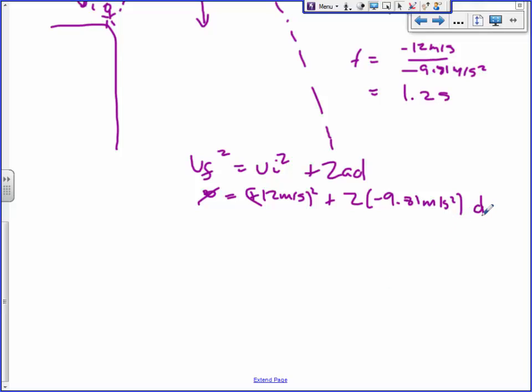How do you solve for this d right here? We've got to get rid of the 2 and the 9.81. But we also have to get rid of this 12 squared. Well, if we divide the d out, where's that going to take us? If I divide this by d, I'd have to divide that by d, and that by d. I'm not really sure that's so helpful.